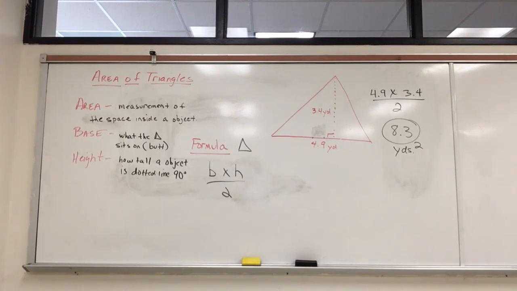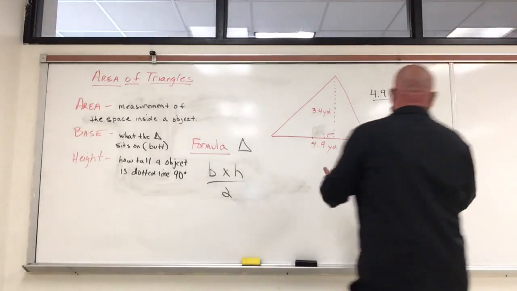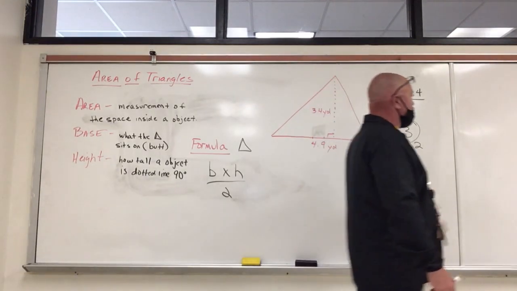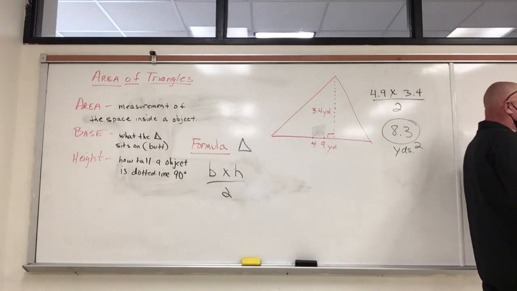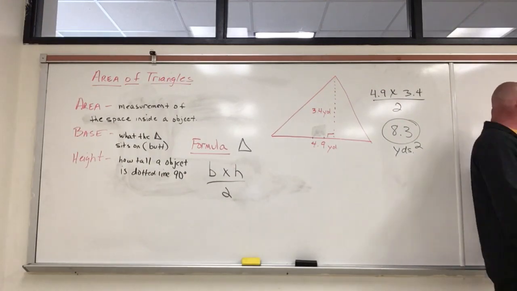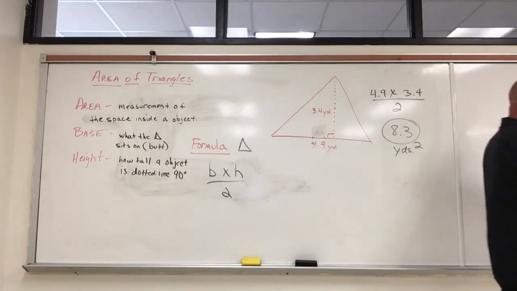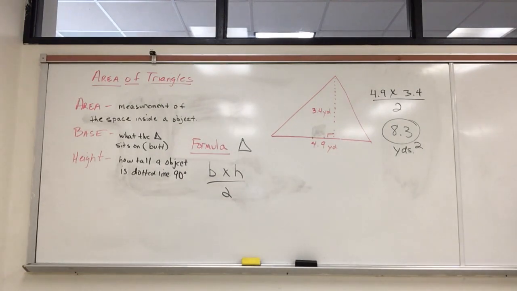Okay? All right? That's how you find the area of a triangle. Multiply and divide, that's it. So here we have this triangle. You take the base, you multiply by the height, and you divide by 2. So I'm gonna take 2.6 times 4.8, and I'm gonna divide by 2.